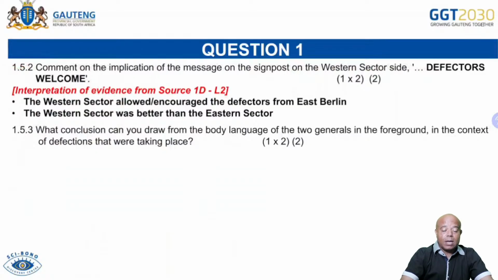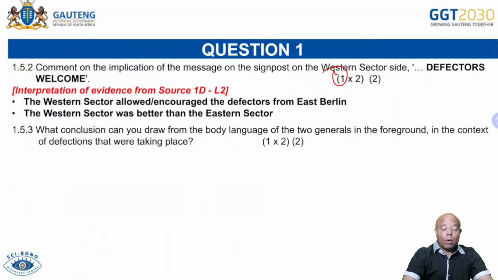1.5.2. Comment on the implication of the message on the signpost on the western sector side: Defectors, welcome. Let's go to the answers. Remember, mark allocation, 1 answer. It reads as follows: the Western sector allowed and encouraged the defectors from East Berlin. The Western sector was better than the Eastern sector. Let's go to the next question.